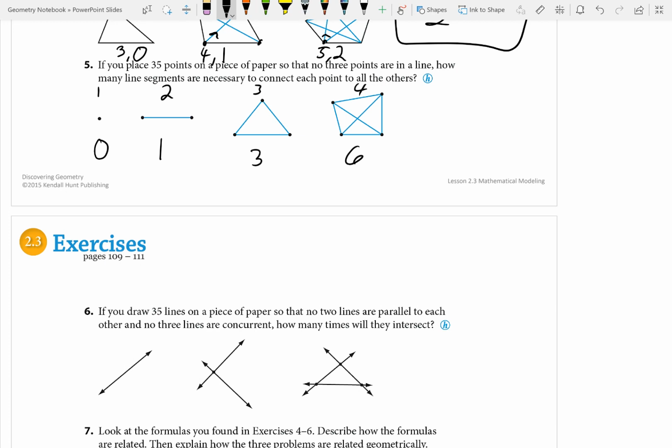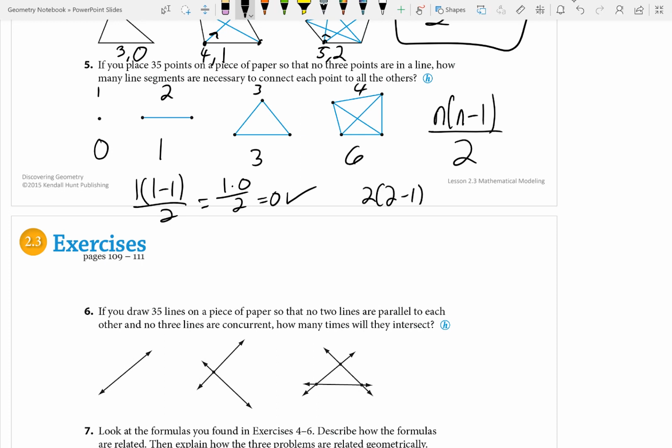Oh, look at this. This looks very similar to the handshake problem. So again, I have the number of points times the number of points minus 1 divided by 2. And that's going to be it, right? So let's see if that works. So number of points here is 1. 1 times 1 minus 1 over 2, 1 times 0 over 2, which is 0, so that works. Then the second one is 2. 2 times 2 minus 1 over 2, 2 times 1 over 2, which is 1, and that works. So yeah, looks like it works.